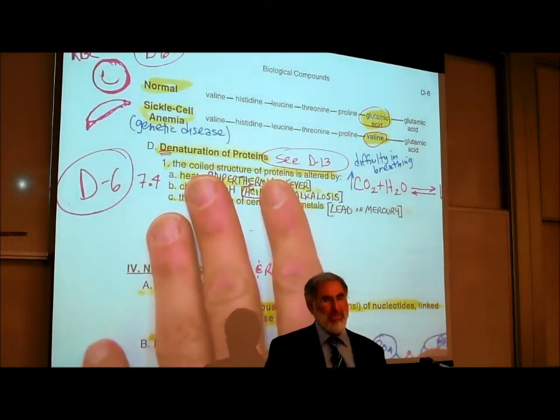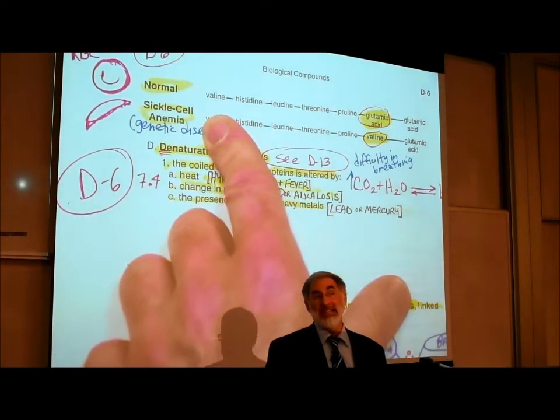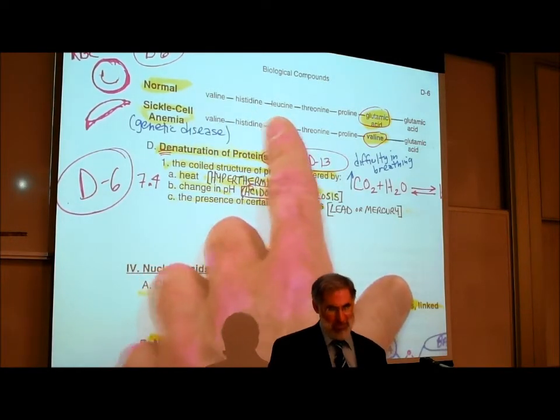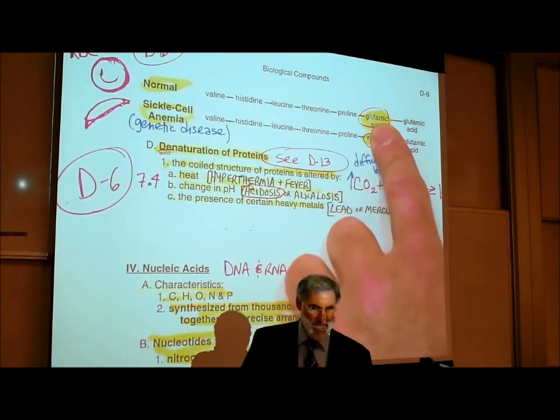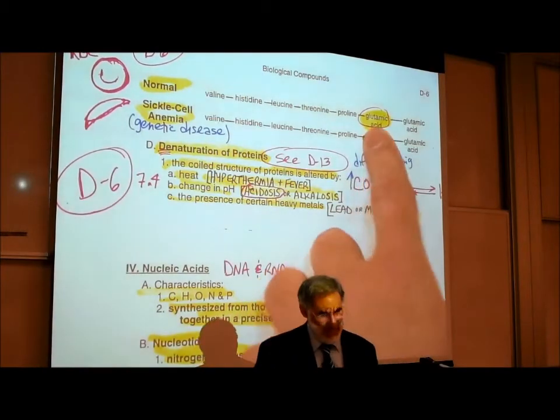Last week we learned that most amino acids, you can recognize them by their name because they end in -ine, I-N-E. Valine, histidine, leucine, threonine. They don't all end in -ine. There are some exceptions. Glutamic acid, tryptophan. There are a few amino acids that don't end in -ine.